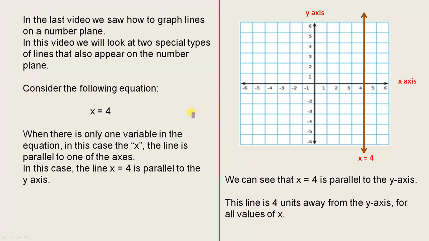Consider the following equation: x equals 4. When there is only one variable in the equation, in this case the x, the line is parallel to one of the axes. In this case, the line x equals 4 is parallel to the y-axis.